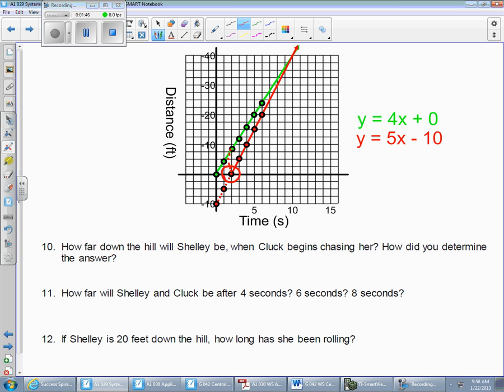I heard an answer. Somebody, how many feet? 40? Yeah, probably not. It's not nearly that far. How far will she be down when Cluck begins chasing her? Well, here is where she begins. Okay, so we've got Shelley right there. Looks like about 8 feet or something like that.